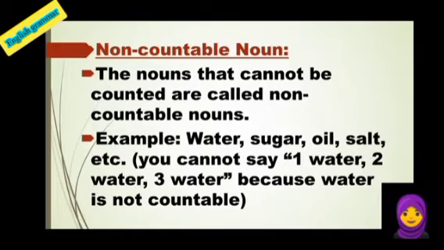Non-countable noun. The nouns that cannot be counted are called non-countable nouns. For example, water, sugar, oil, salt, etc. Here you cannot say one water, two water, three water because water is not countable. Abstract nouns and proper nouns are always non-countable nouns, but common noun and concrete nouns can be both countable and non-countable nouns.